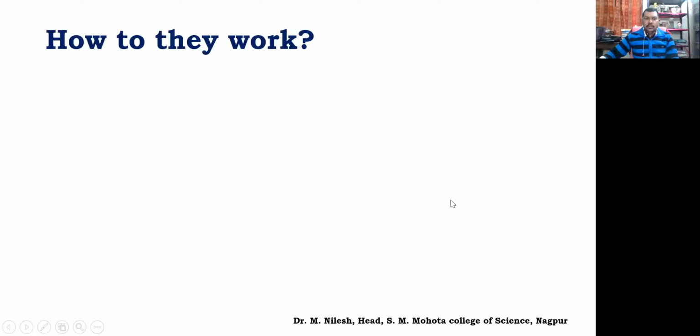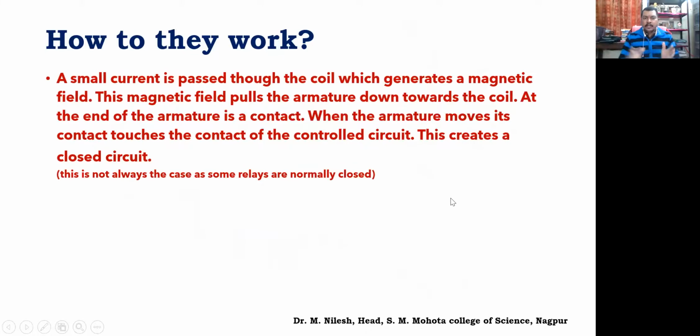So how does this relay work? A small current is passed through a coil, I have told you, which generates a magnetic field. Now this magnetic field pulls the armature down towards the coil. At the end of that armature is a contact. When the armature moves, its contact touches the contact of the controlled circuit. This creates a closed circuit. Now let us see how it works.